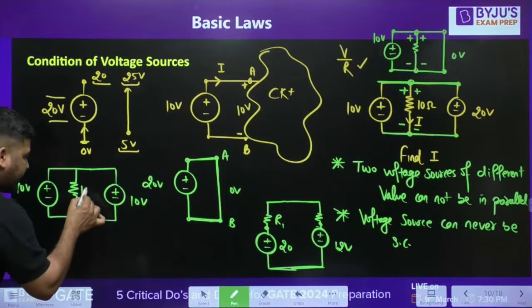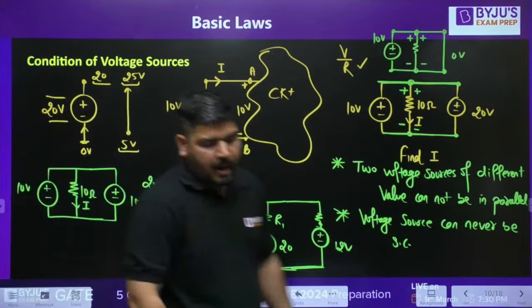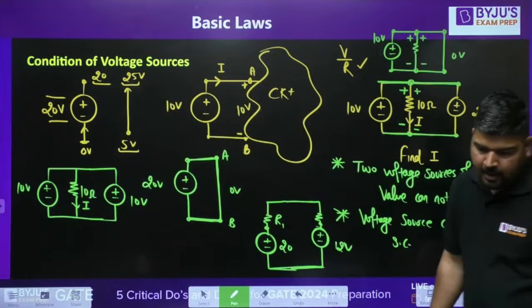Is there any problem? Can I connect like this? Yes, you can connect like this. Let's say this is 10 ohm. Now what about this current I? How to calculate this current I?